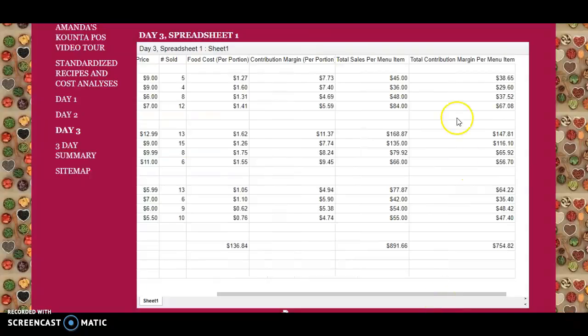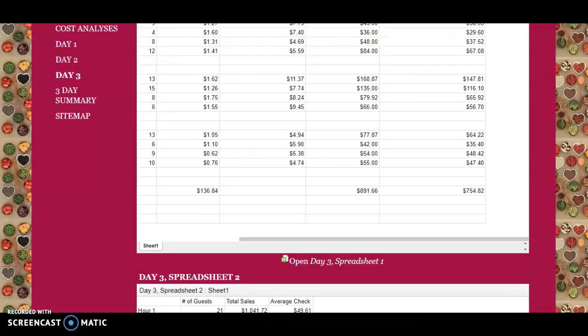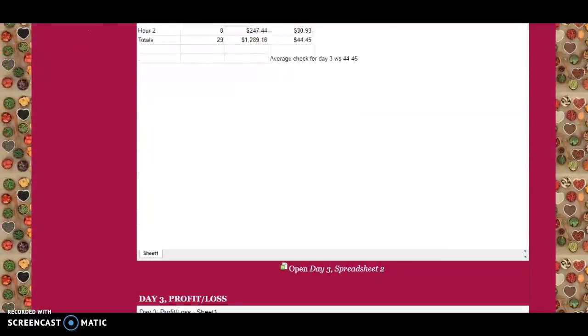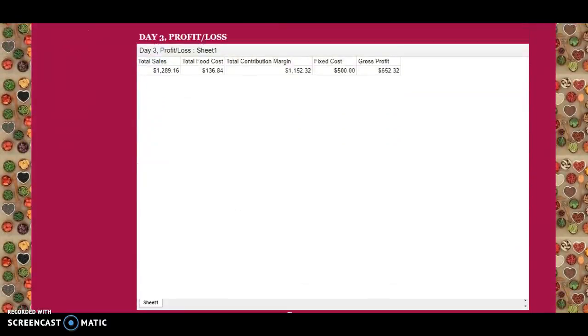And if you scroll over a little more, you'll see total contribution margin per menu item. And for the chocolate mousse, I had $35.40. And this would be the contribution margin per portion multiplied by the number sold, and that's how you get the $35.40. So I'm actually going to scroll past day 3 spreadsheet 2 and go right to day 3 profit and loss, just so that I'm not really repeating myself, and we haven't really seen profit and loss yet, so I'm going to go over that first.